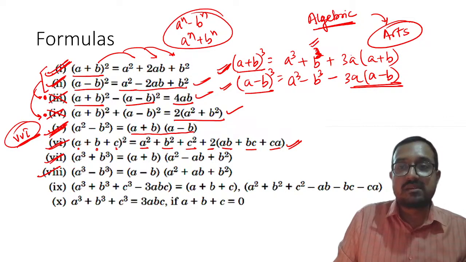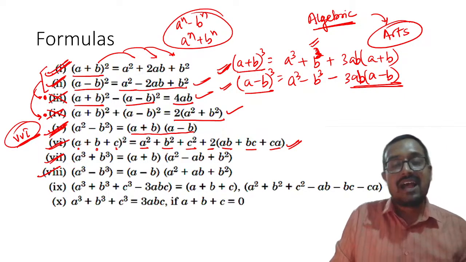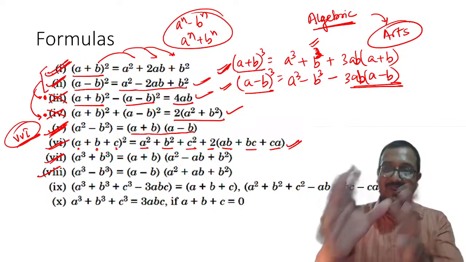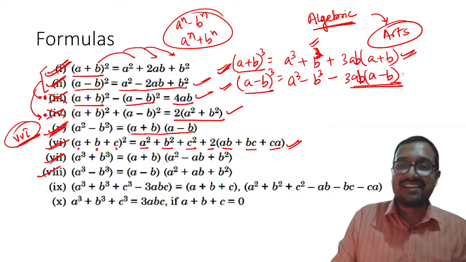Wait, there is something wrong. Just wait. Please allow me one moment. 3ab. Please write it 3ab. I'm extremely sorry. That was in flow. I wrote it slightly wrong. Please remember this thing. Is it clear?